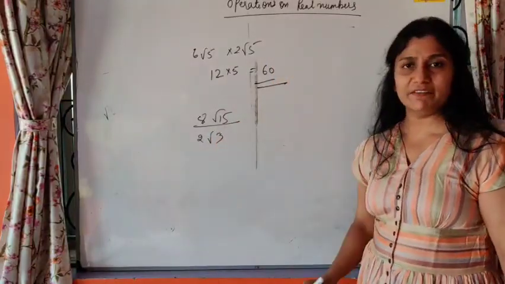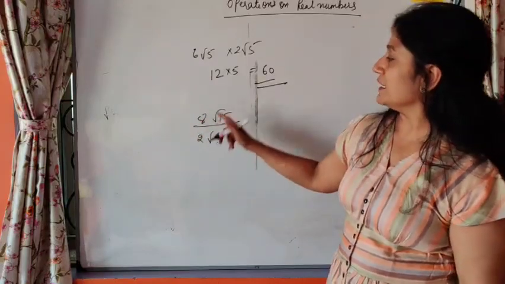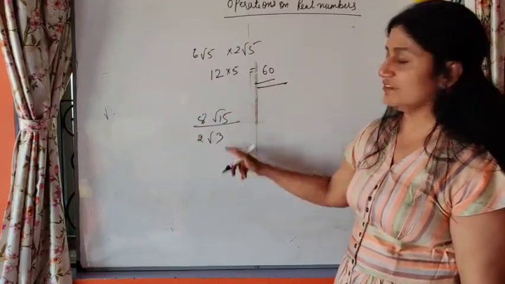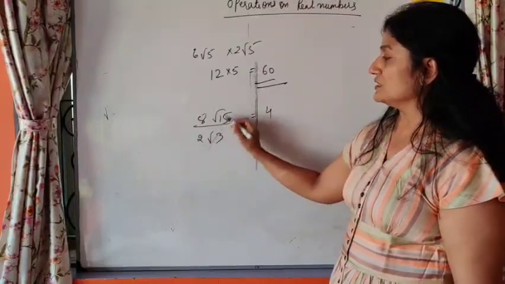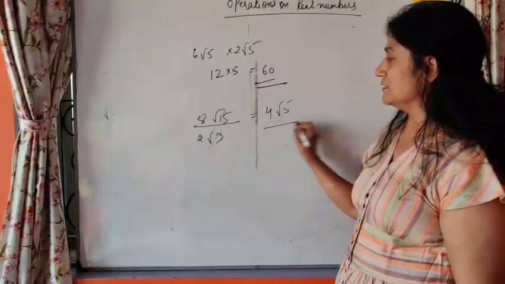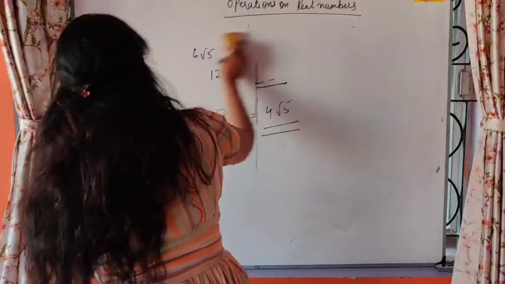Same is the case with division. As we have done in multiplication, the number will be divided by the number and the surd will be divided by surd. So 2 fours are 8, root 3 fives are root 15. So it comes to 4 root 5. Here we have done with single terms.